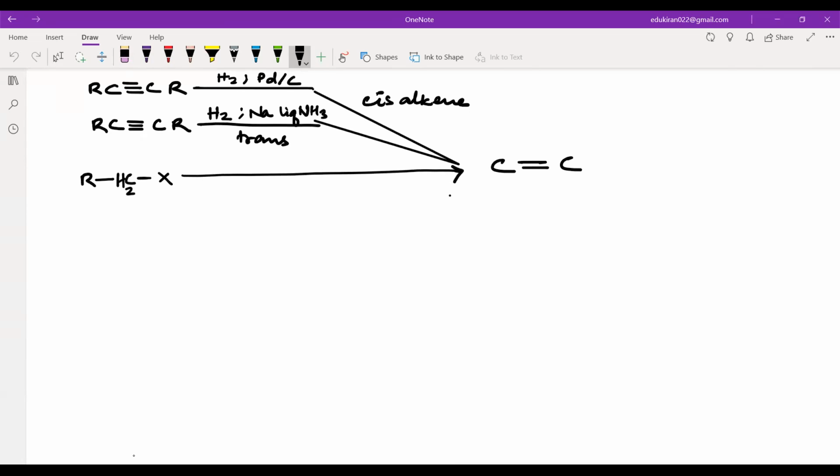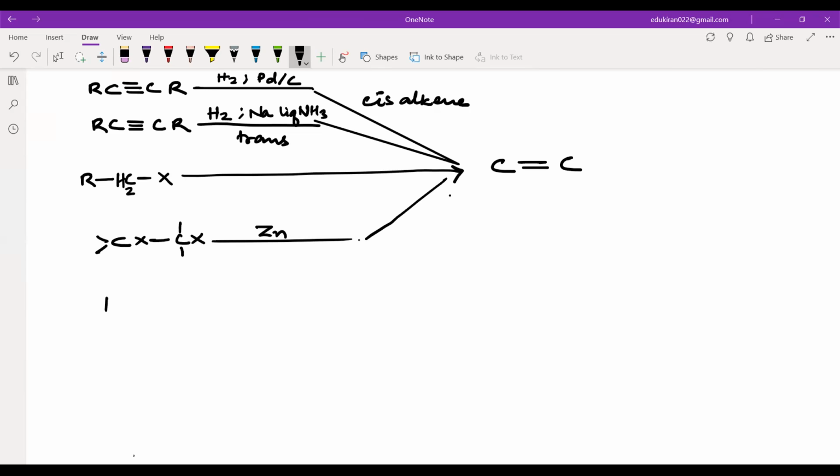After that, we came to know the next one, which is if you have, let us say, carbon, carbon halogen. Then also, if I start with this, in the presence of zinc, right? There will be some other groups attached. I don't want to worry about that. And this will also give you C double bond C.